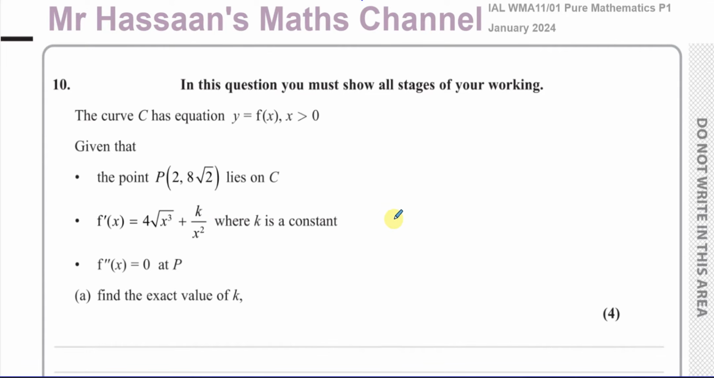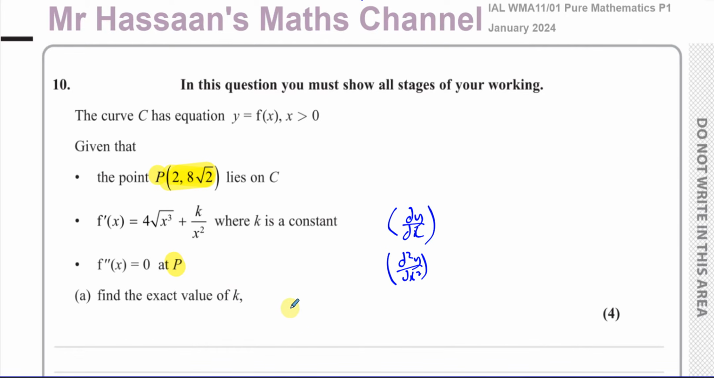So f dash of x is another way of saying dy dx, meaning the first differential, the gradient function. And f double dash x equals 0 at P. So at the same point P, this point here, the gradient of the gradient, the second differential, is equal to 0. Second differential is like d squared y dx squared. There are just different ways of saying that. So we've got to find the exact value of k using this information.